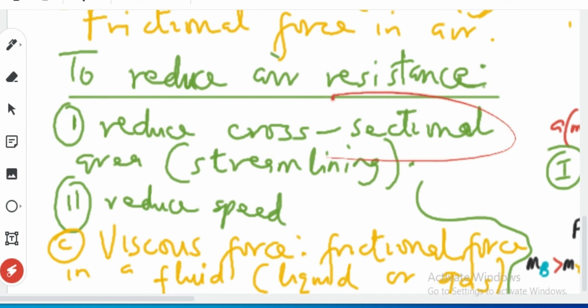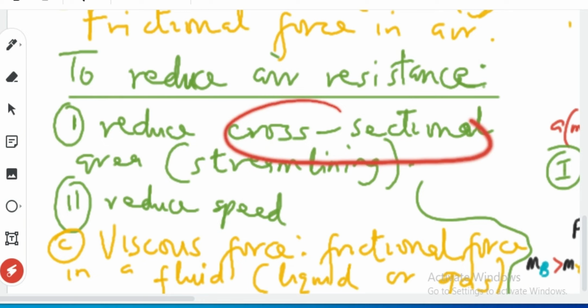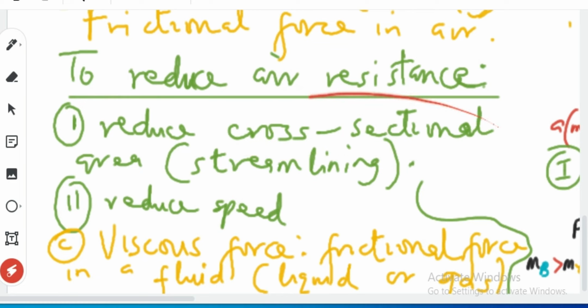Cross-sectional area and speed. How does cross-sectional area affect air resistance? The lower the cross-sectional area, the lower the air resistance. The higher the cross-sectional area, the higher the air resistance. Also, talk about it in terms of speed. The higher the speed, the higher the air resistance. The lower the speed, the lower the air resistance.